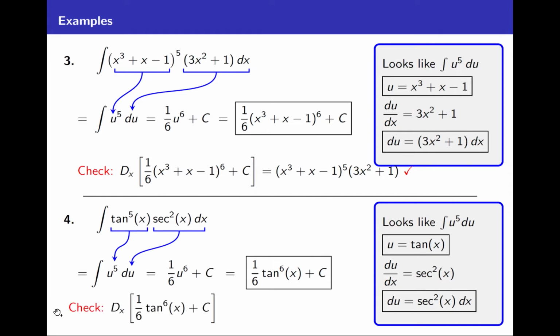So let's check it. Let's take d/dx of 1/6 tangent to the 6 x plus c, the derivative of our answer. And we've got to use the generalized power rule. The 6 comes down, cancels with the 1/6, and you get tangent to the fifth x times the derivative of tangent x, which is secant squared x. Had to use the chain rule there. And the derivative of c is 0. And sure enough, by taking the derivative of this answer, we get our integrand. So we know we did it correctly. It checks back.